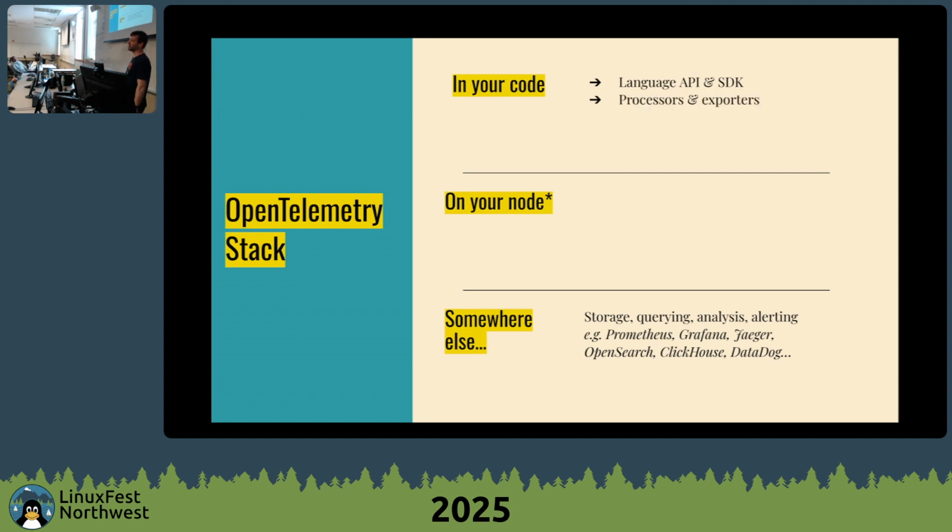Okay, just to kind of place everything, we've got some stuff in our code. That's the language API and SDK. That's the processors and exporters. So OpenTelemetry is extensible. Processors and exporters are one of the ways that we can extend the SDKs inside our services. Usually what you're going to want to use here is the batch processor, so that you don't have to make an HTTP call for every event that happens in your system.